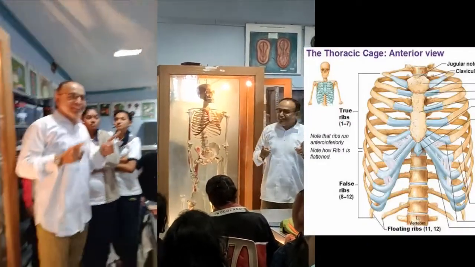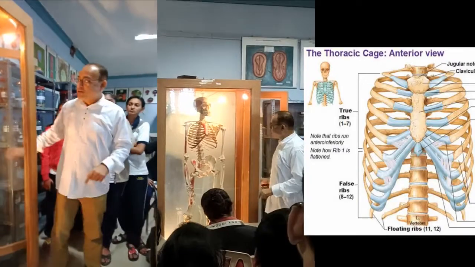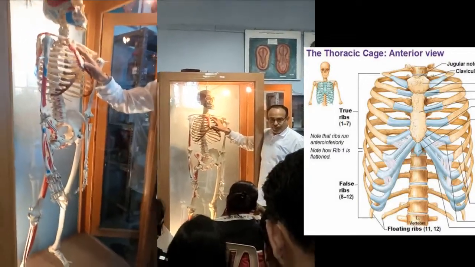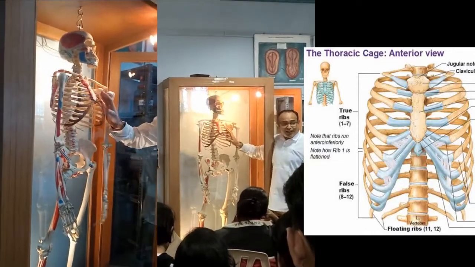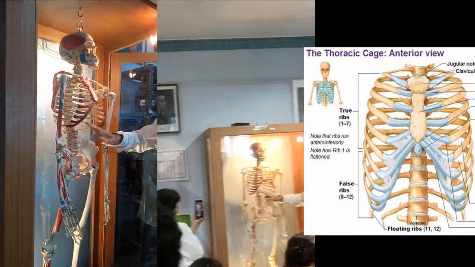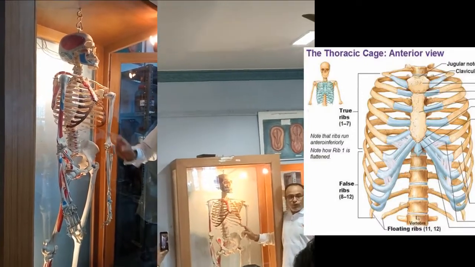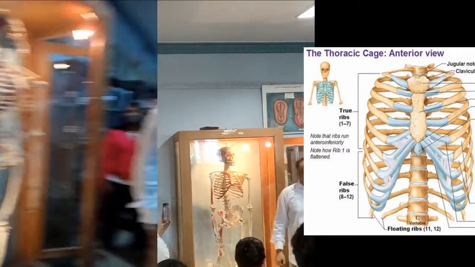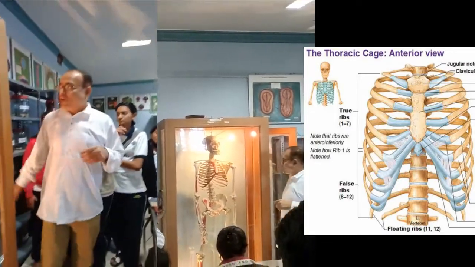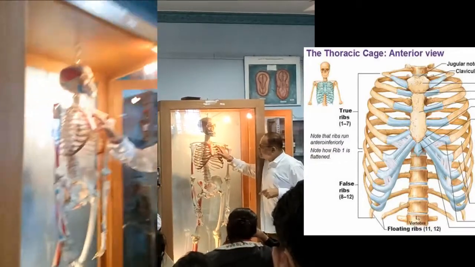Be careful. It is not just 12, it is 12 pairs of ribs. We have 12 pairs of ribs which are going to connect to the sternum. 7 are connecting to the sternum, and the rest 5 are not connected. It is connected to the costal arch. That's why we call the first 7 ribs true ribs, and the rest of the 5 ribs we call false ribs.